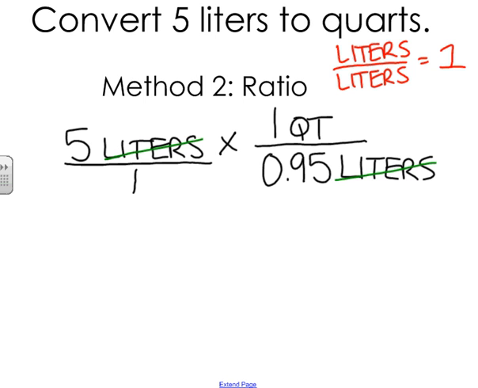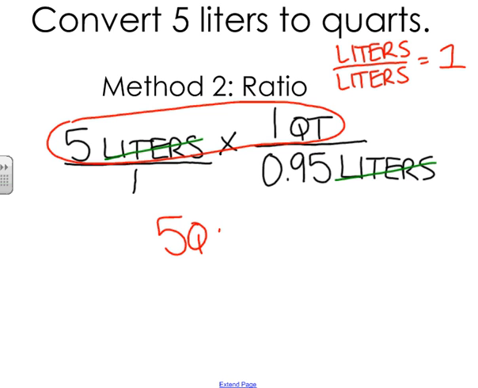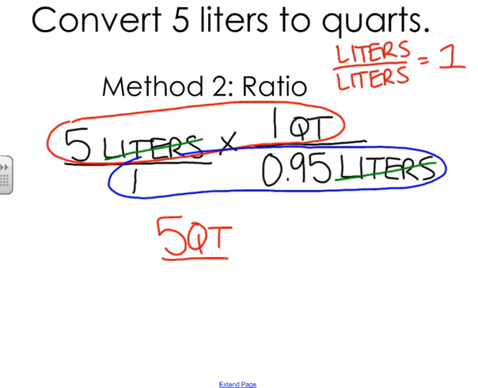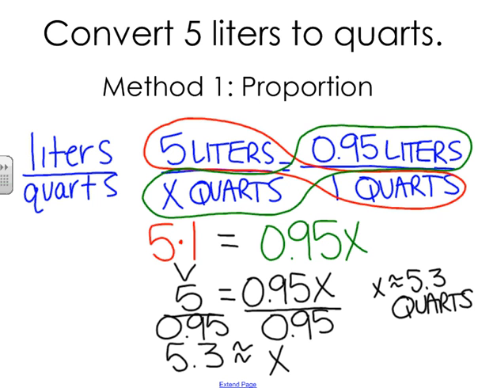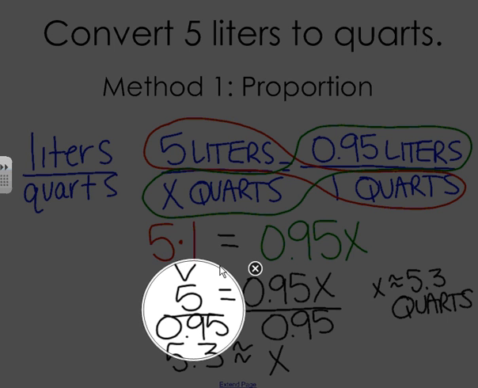Now I can multiply straight across. 5 multiplied by 1 quart is 5 quarts. And 1 multiplied by 95 hundredths is 95 hundredths. Notice that this is the same calculation that we saw before in the last step of our equation solving. We had that same calculation. So you're going to get to the same thing. It's just a matter of the steps you take to get there.